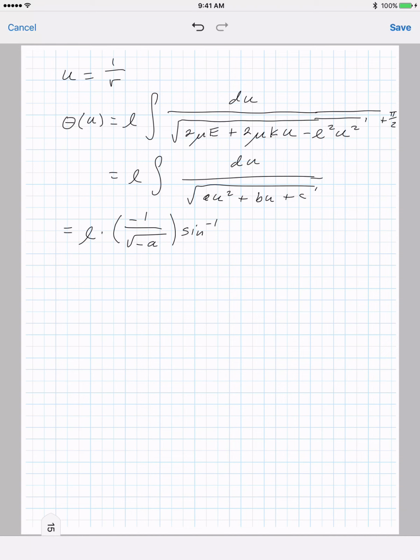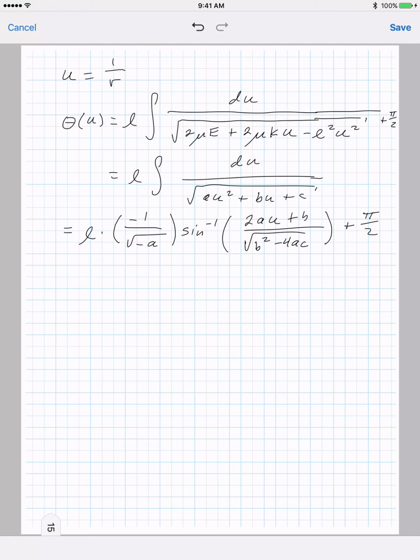The arc sine of 2au plus b divided by the square root of b squared minus 4ac, and then plus pi over 2. All right.